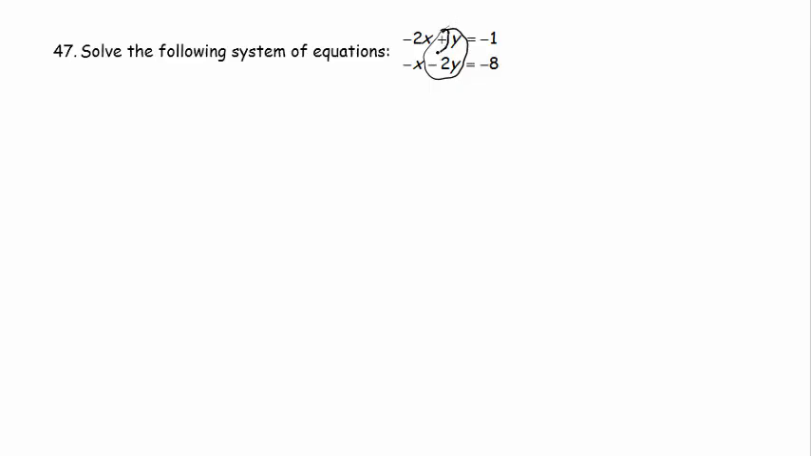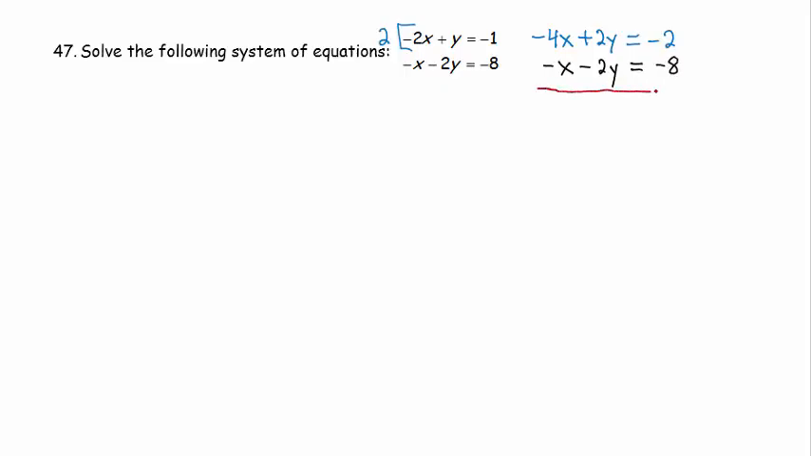I'd like a 2 right here because then this 2y and this negative 2y will add up to 0. Now to legitimately make a 2 right here, I actually have to multiply this entire equation by 2. Distributing, I have negative 4x plus 2y equals negative 2. The second equation will be unchanged.